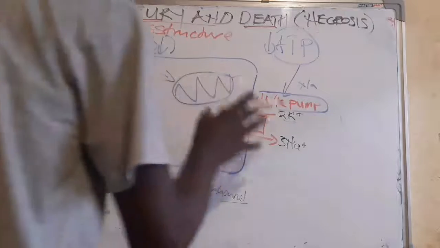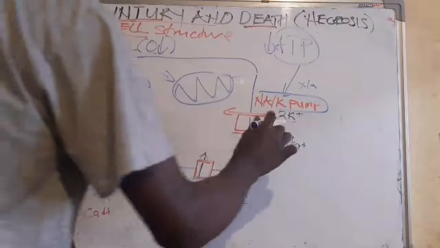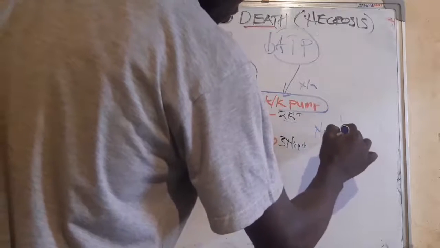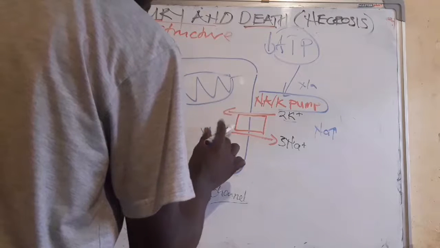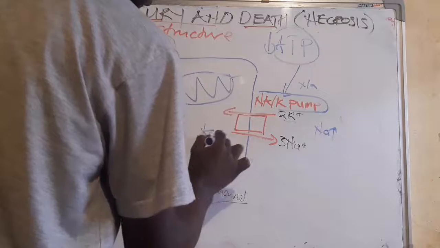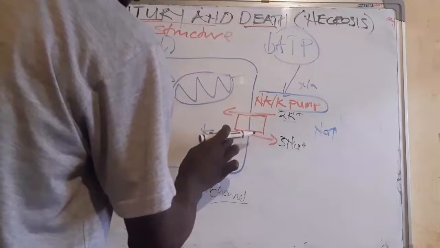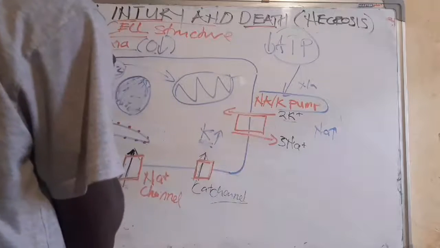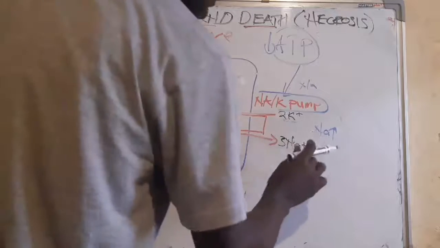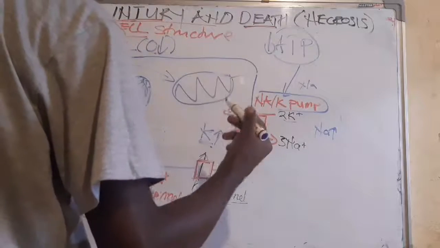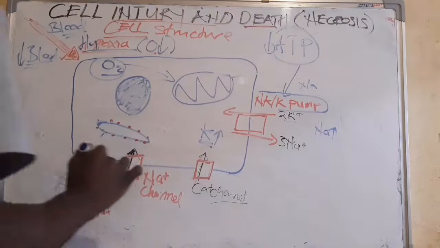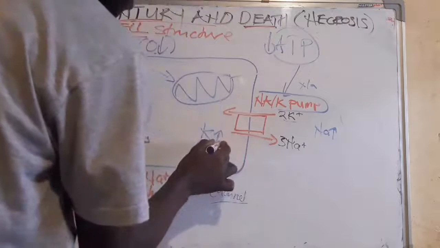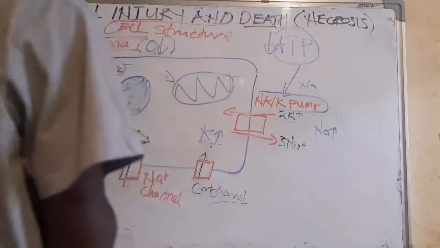What you need to understand about sodium and potassium is that outside the cell, sodium is more concentrated, and inside the cell, potassium is more concentrated. So this movement is through active transport, because it is moving from low to high concentration.